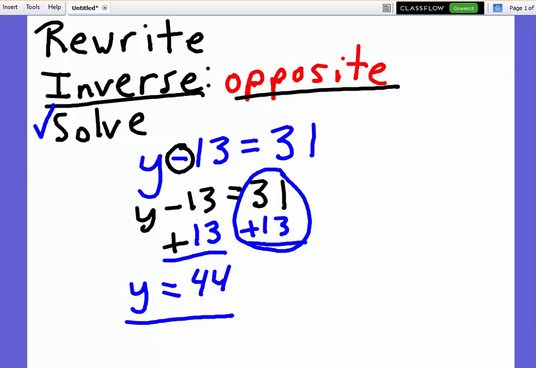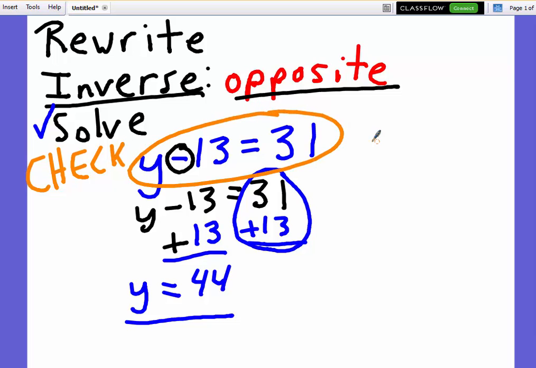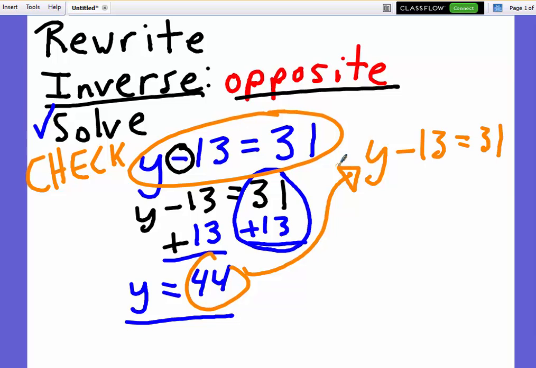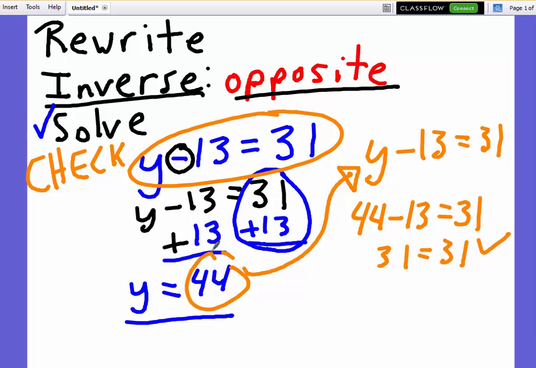Now I need to do my last step, which is that check. So I'm going to rewrite my problem. y minus 13 equals 31. And then I substitute what is y. So I take that value of y and I put it in. So I have 44 minus 13 equals 31. 44 minus 13. Well, I know 4 minus 3, that's a 1. I know 4 minus 1, that's a 3 for my left side. Does 31 equal 31? Yes, it does. So I know my answer, y equals 44, was correct.